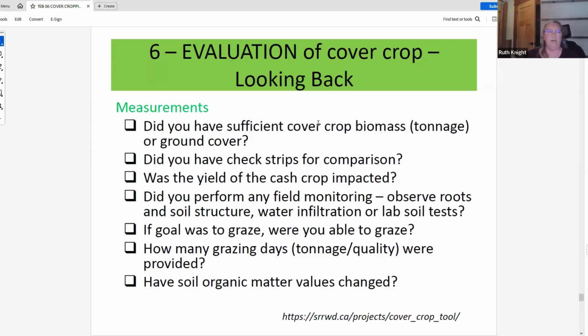If you intended it for grazing, were you able to graze? How did you add in grazing days, additional capacity, or reduce some of your cost of forage requirements? And soil organic matter values changing is a long-term thing, so you would expect that measurement after 4 or 5 years at best.